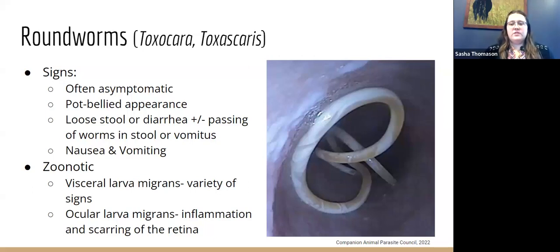So this one is zoonotic. There's two main pathways that it can be transmitted to humans. One is what's called visceral larva migrans, and basically this causes a variety of signs from diffuse, just kind of soreness, headaches, back pain. A more specific one is ocular larva migrans, where the worm migrates up to the eye, causes inflammation, and can cause permanent scarring of the retina and potentially blindness as well.